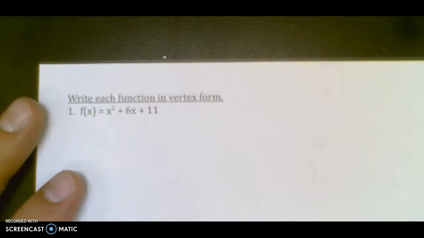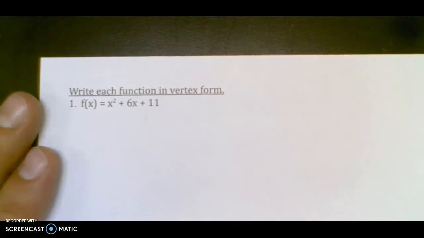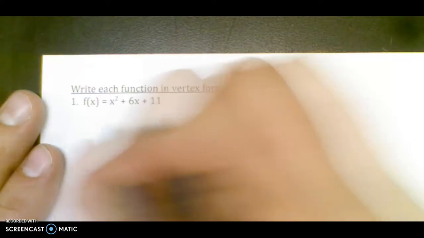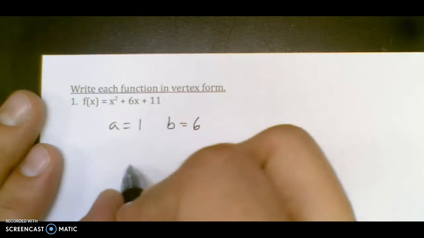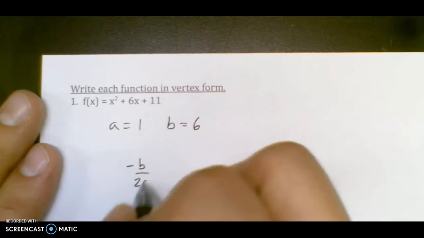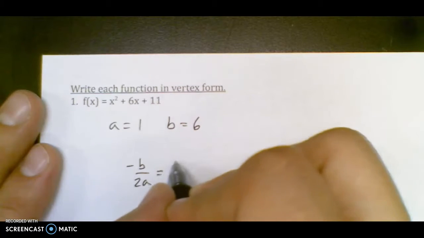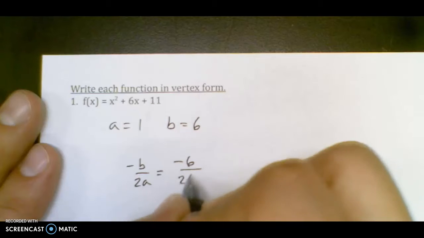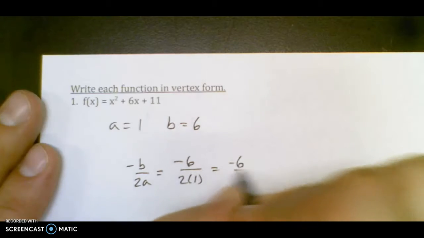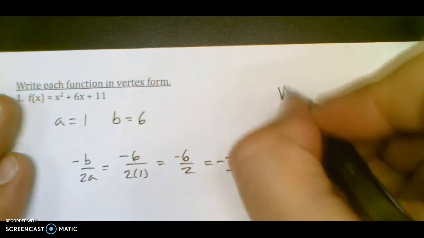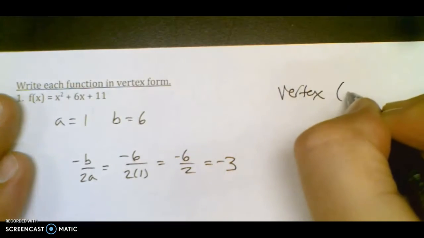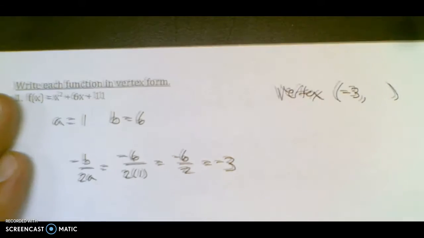Here's an equation that is not in vertex form. This would not be easy for me to graph. But if I take a minute and I say a is 1, b is 6, and I go negative b over 2a, that is like taking negative 6 over 2 times 1, also known as negative 3. What that tells me is my vertex has an x part of negative 3.